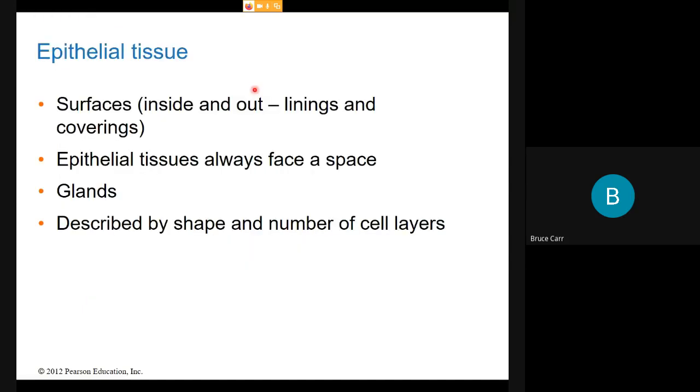Now, as I said before, four tissues: epithelial, connective, muscle, and nerves, and each with a set of specialized functions. How do we characterize them in words, and how would we recognize them in a figure or in a microscope? The big characteristic of epithelial tissue when it is mature is it forms surfaces. Now that's both inside and out.